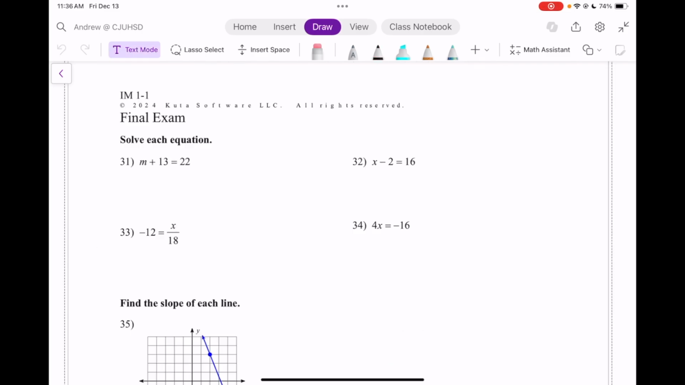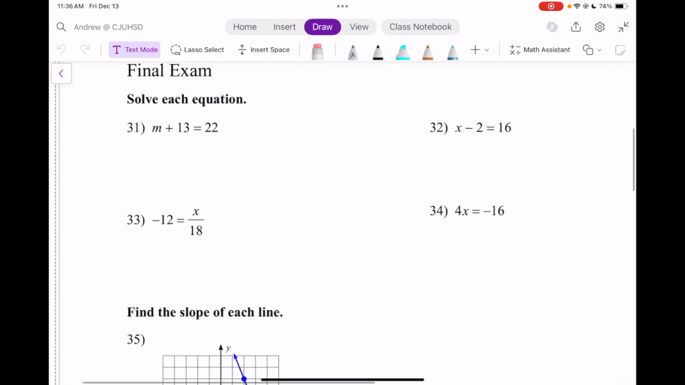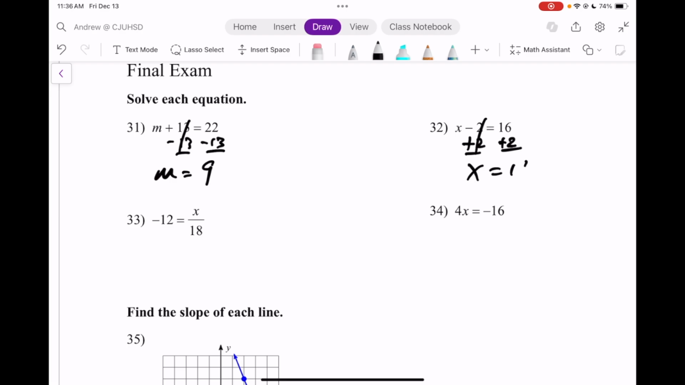Now we're on the last page of the review. Just some quick algebra skills. So for number 31, we're going to take away 13 from both sides. And there's a 0. That makes m equal to 9. For 32, we're going to add 2. And that makes x equal to 18.